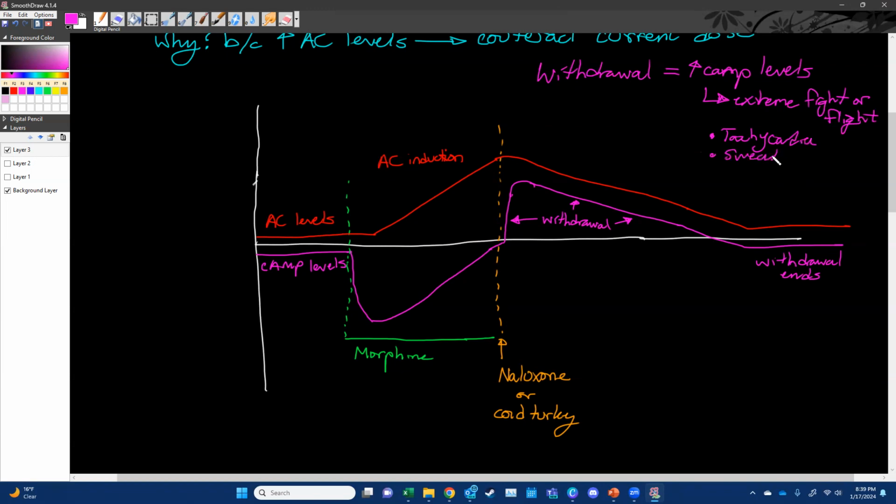So when you think about it this way, it makes sense why we would get things like tachycardia, sweating, restlessness, muscle pain. It feels like you have the flu. It's really bad. Nausea and vomiting, all these different symptoms. It's awful.